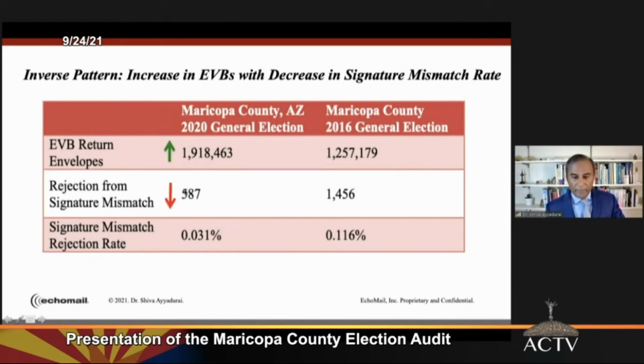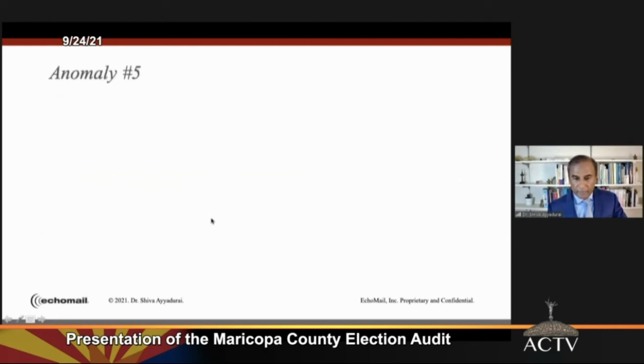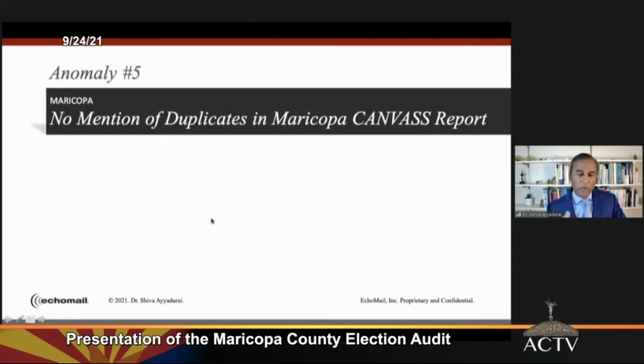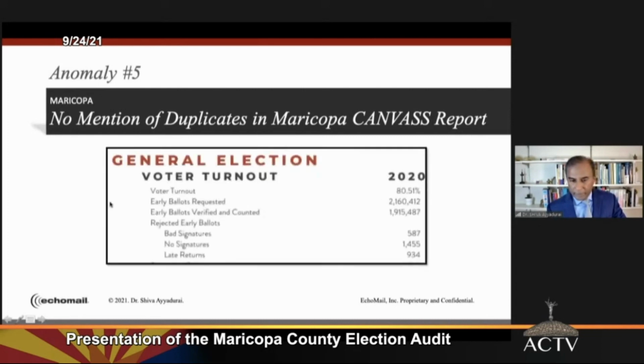So this went up, the other two came down. A very interesting inverse relationship, which would be, again, one of the questions we have from Maricopa officials. Anomaly number 5 is there's no mention of duplicates in the Maricopa Canvass report. Again, if you look here, here's a Canvass report. There's no mention of duplicates here.